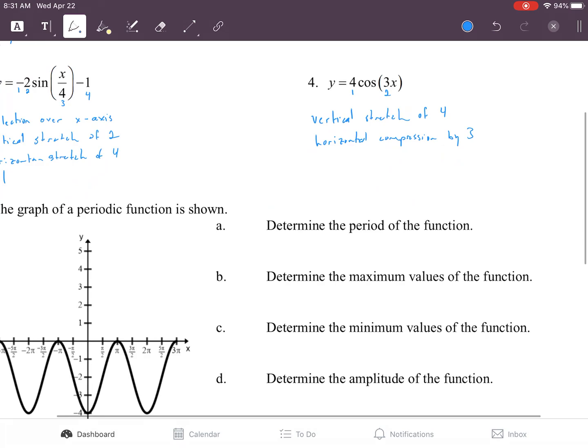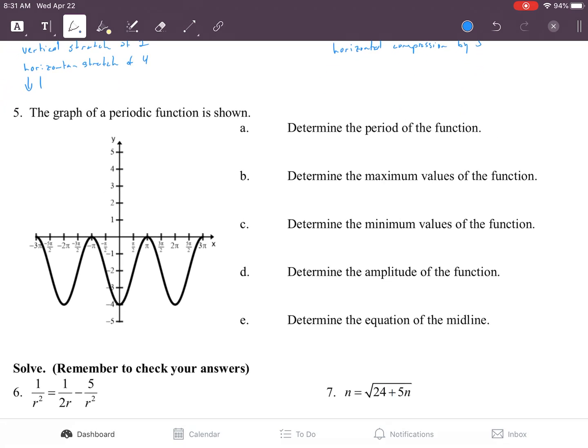All right, next let's look at the graph of the periodic function. All right, so we're looking for the period first. So let's start on the y-axis. We're going to go up and down and start the graph again right there. And the period of that function is going to be 2 pi. Okay, let's make the pi actually look like a pi. There we go. All right, determine the maximum values of the function. So the maximum, the peak of the function is right there at 0. The minimum is the valley right there at -4.